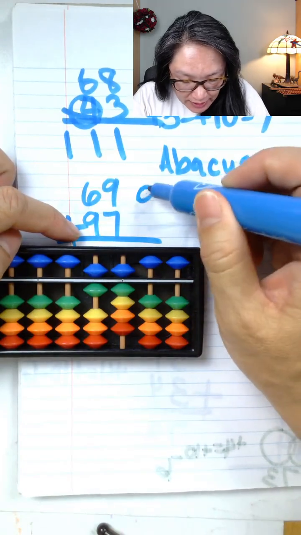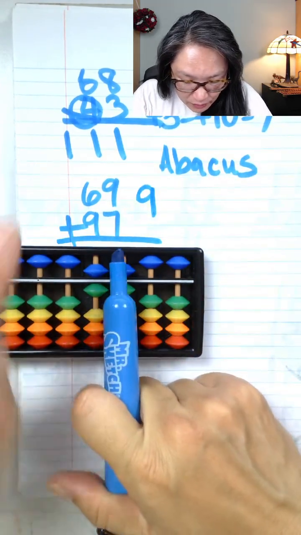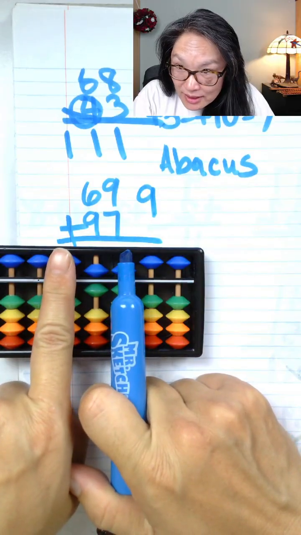Okay, so 9. Can I add the 9? When we add the 9, what are we going to do? Can we add the 9? Plus the 9 is what?